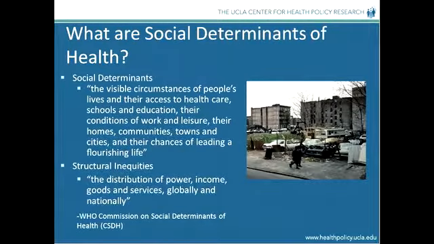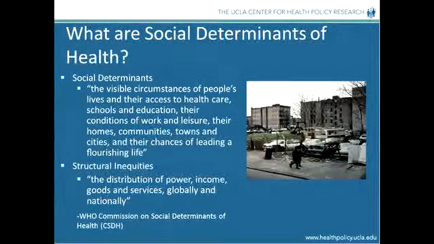So what are social determinants of health? It's basically what you see, what we hear, what we sense about people's lives. It's also about how they access their health care, and this could be related to the quality of their schools, their education, the conditions where they work, where they play, their homes and their communities, and their hopes and opportunities of leading a flourishing life.